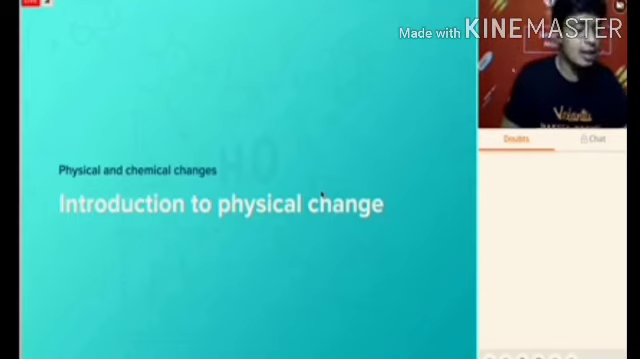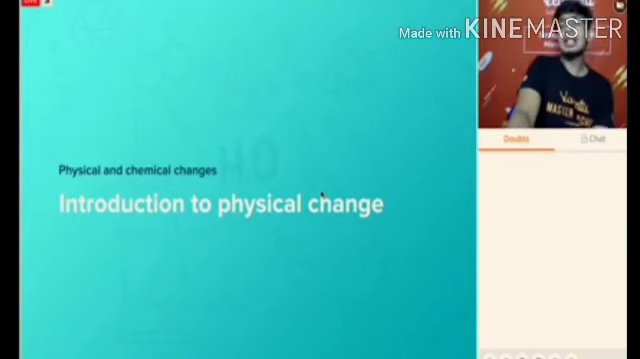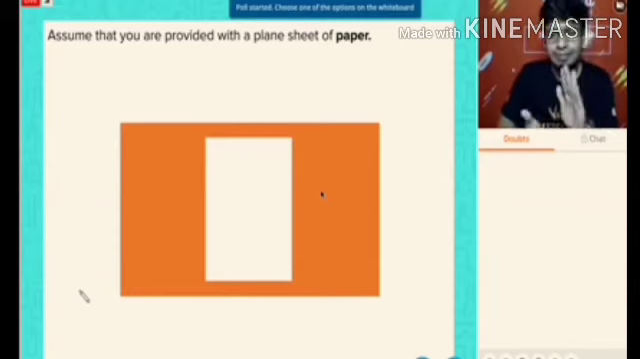The first one we'll be discussing now is the introduction to physical change. Let us see how this physical change happens. First, let us discuss it with an activity. How many of you know origami? Know how to make a few things out of paper? Any toy, or just a rocket, a boat? Do you guys know how to make one?